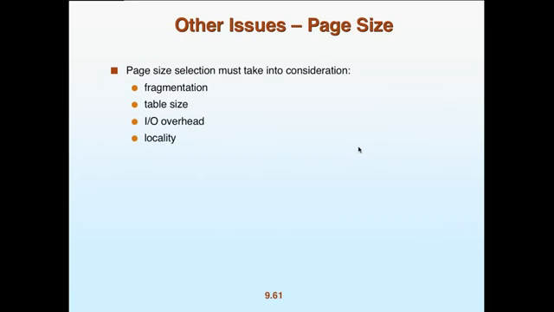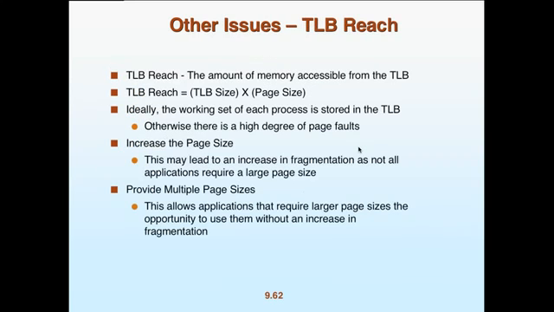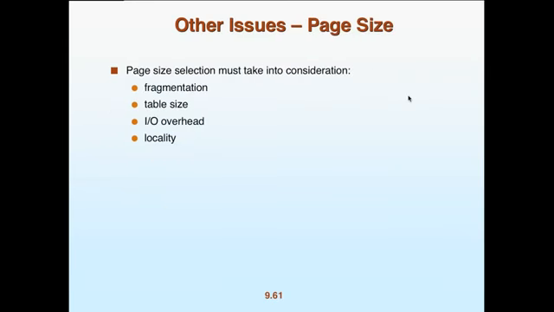Maybe other issues may also be associated with the page size, so page size selection, taking into consideration fragmentation, table size, I/O overhead, or locality. So yeah, the page size is definitely a consideration as well. Maybe looking at a translation look-aside buffer, or some sort of memory access. So taking a look at the amount of accessible memory from the look-aside buffer, going back to the main memory lecture we had. In terms of the definition of that, it can be implemented from a hardware or from a software perspective.